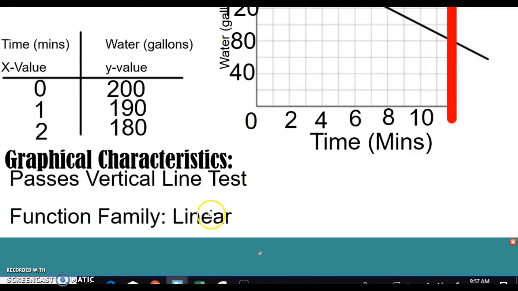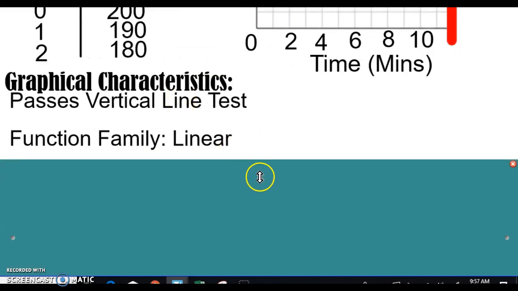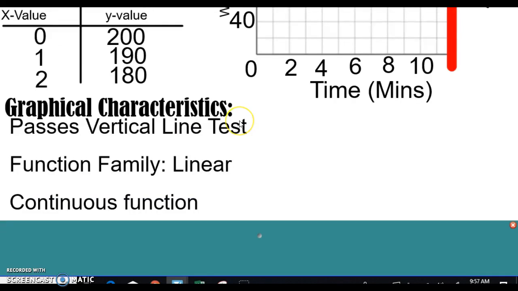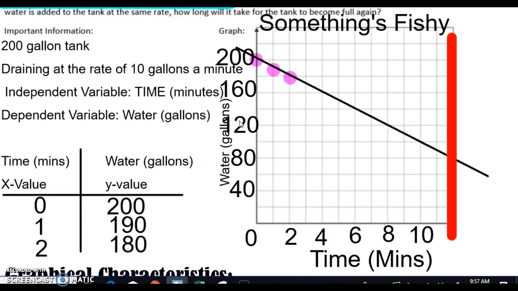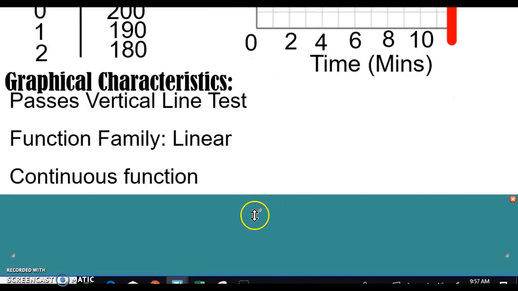So look at the first 4 letters of the word linear. So linear means line. So anytime you have a straight line like this, it's going to belong to the linear function family. All right, this is a continuous function because the points are connected. So continuous means connected. What that really means is the time value right here can be represented in fractional amounts, such as half a minute, a quarter of a minute, 3/4 of a minute. So it's continuous because the line is connected because time can be represented in fractional amounts.